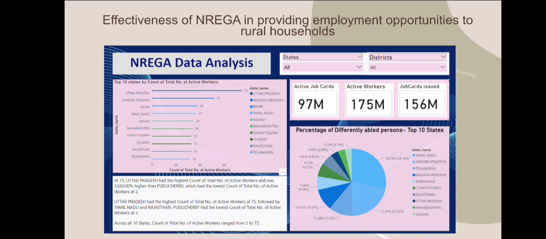The Uttar Pradesh had the highest count of total number of active workers at 75, followed by Tamil Nadu and Rajasthan. Puducherry has the lowest count of total number of active workers at 2. Across all 10 states, count of total number of active workers ranged from 2 to 75. Here we have used cards like active job cards, active workers, and job cards issued. And another visual is on a pie chart based on percentage of differently abled persons by top 10 states.